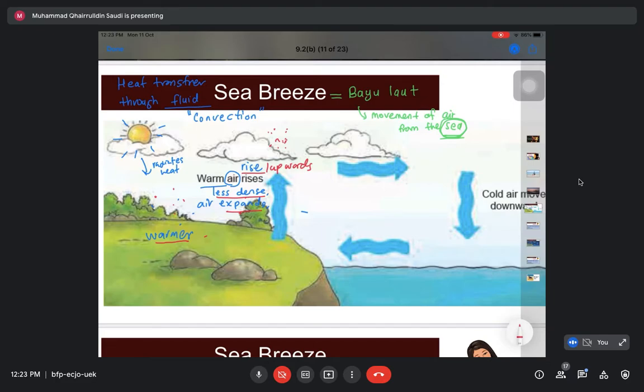The air above the sea, okay, air di atas permukaan air, does not warm as quickly as the air on the land. So dia akan jadi cold. Dia akan jadi colder air. So the colder air akan menjadi more dense. Will become more dense ataupun denser. So it will move downwards.